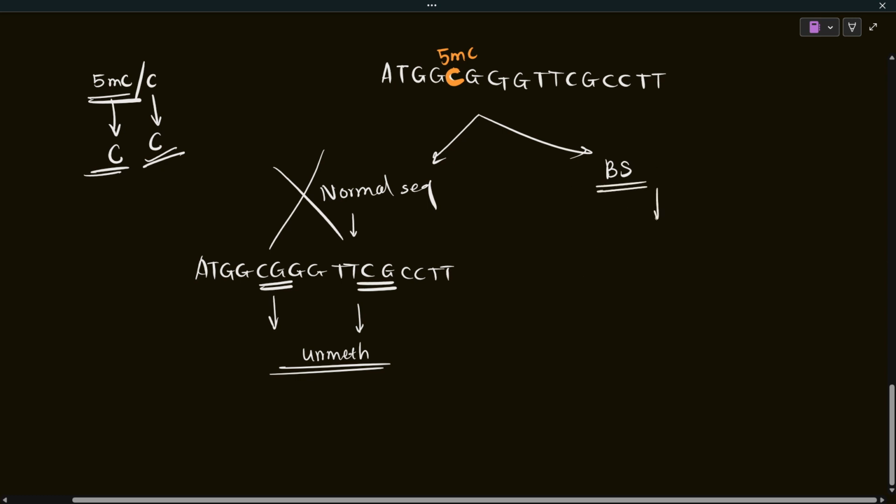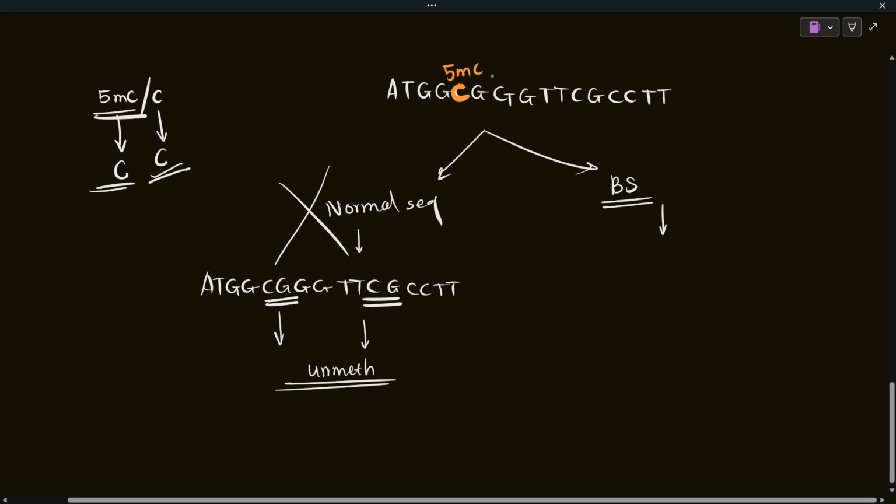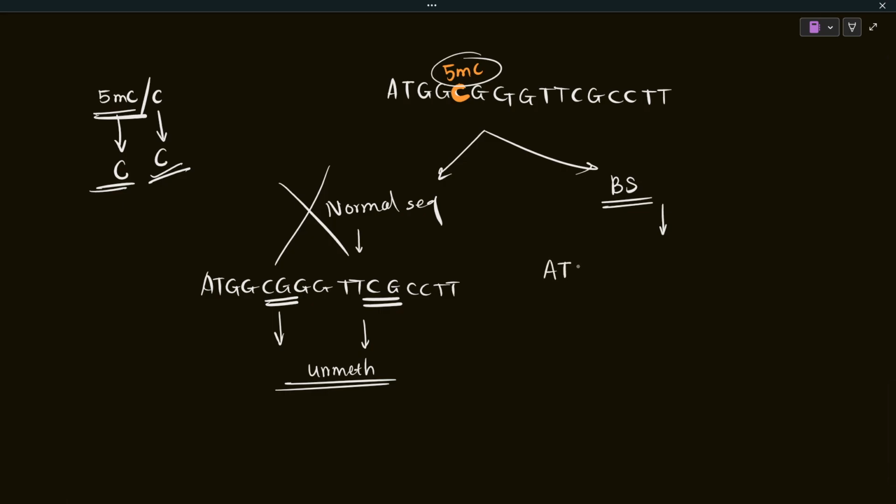So in the bisulfite sequencing, what will you get? This 5-methyl cytosine is not deaminated, so it will remain as it is. So it will be A, T, G, G, and this is 5-methyl cytosine. Okay, and due to the bisulfite reaction, this will be G, G, G, T, T, and this C is not methylated, and that is why it is converted to uracil. Okay, and this will be G, C, C, T, T. So now this is the bisulfite reaction.